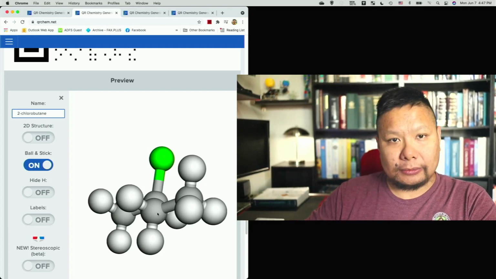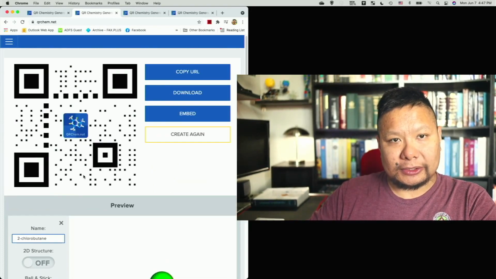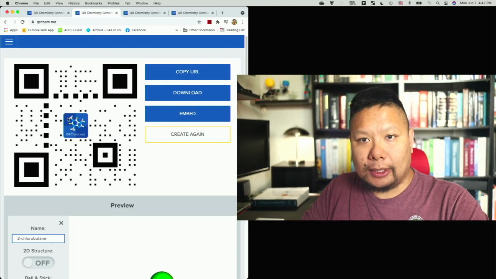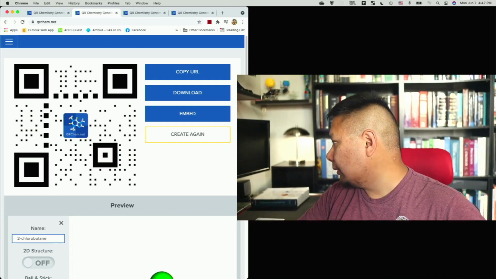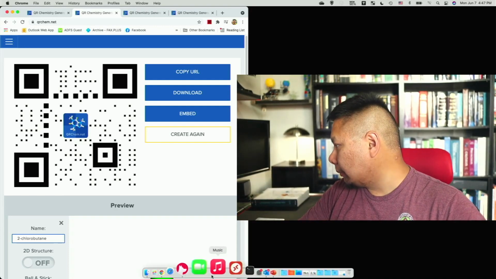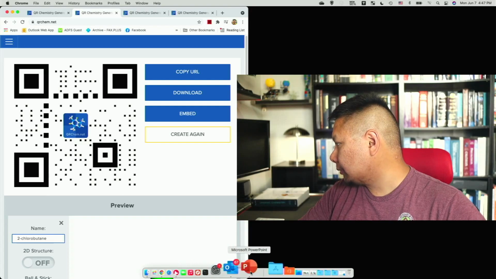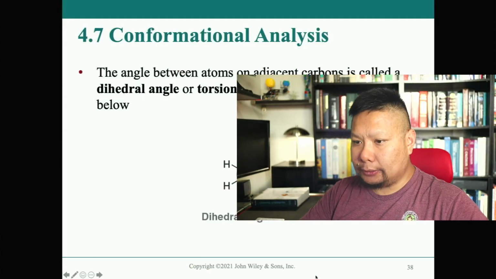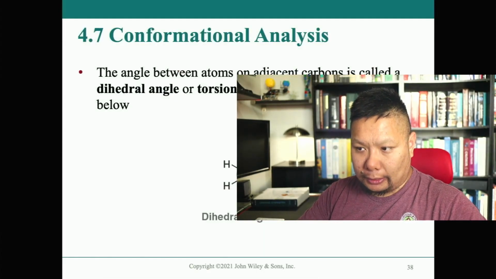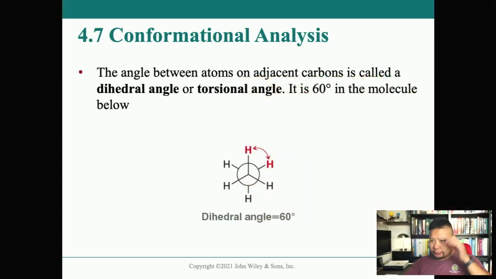But again, if you need to see this on your phone, scan the QR code, and it'll go straight to your phone. You'll find the molecule we just built there. Okay, so let's go ahead and switch back to PowerPoint presentation view. Coolio. And then I will switch back to normal. There we go. So this is the next slide, conformational analysis.